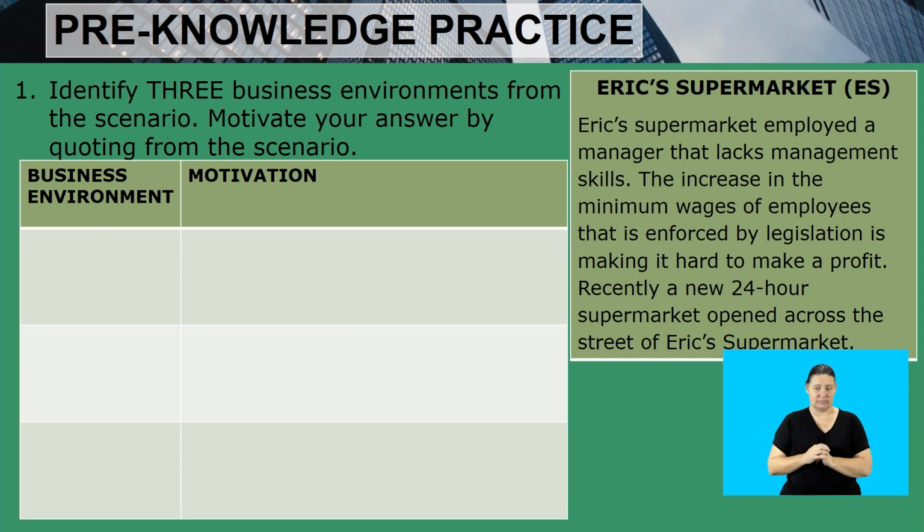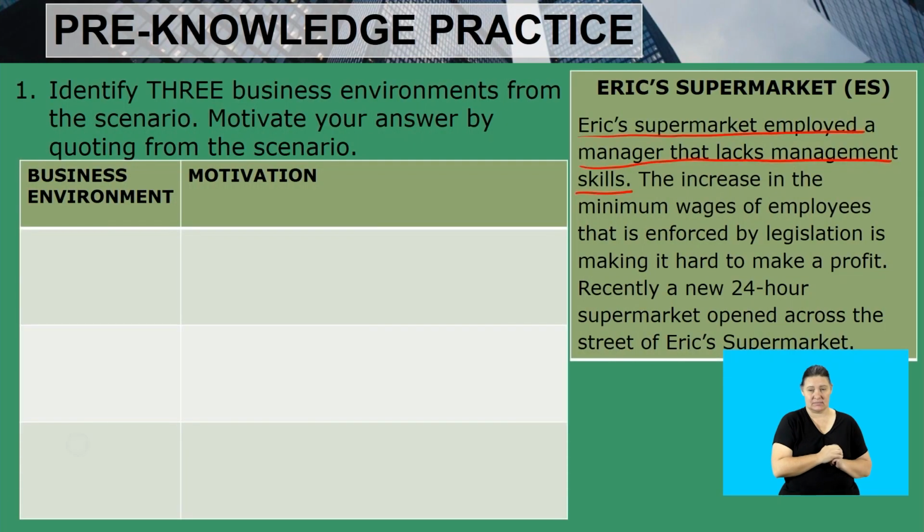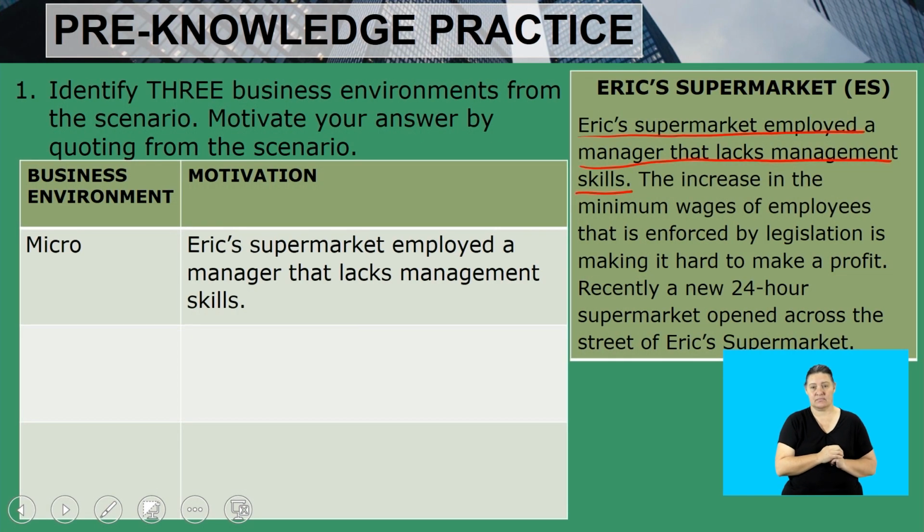Now let's go back to our scenario. Eric's Supermarket employed a manager that lacks management skills. So where do we find the manager? We find the manager inside the business. So that has to be our business, our micro environment. Eric's Supermarket employed a manager that lacks management skills. It's our micro environment. Then we move on.